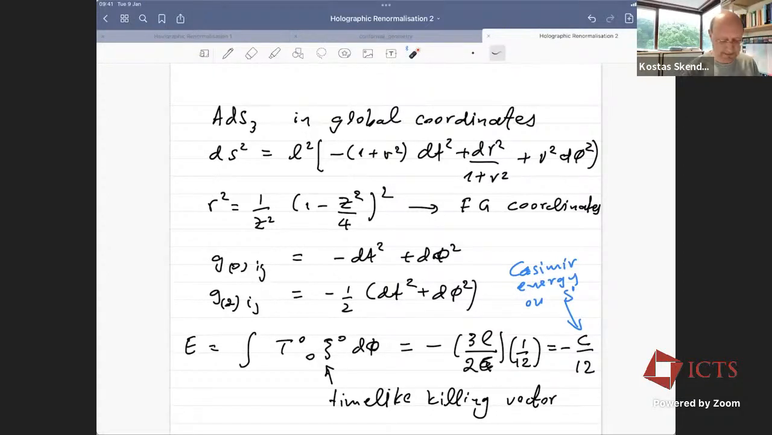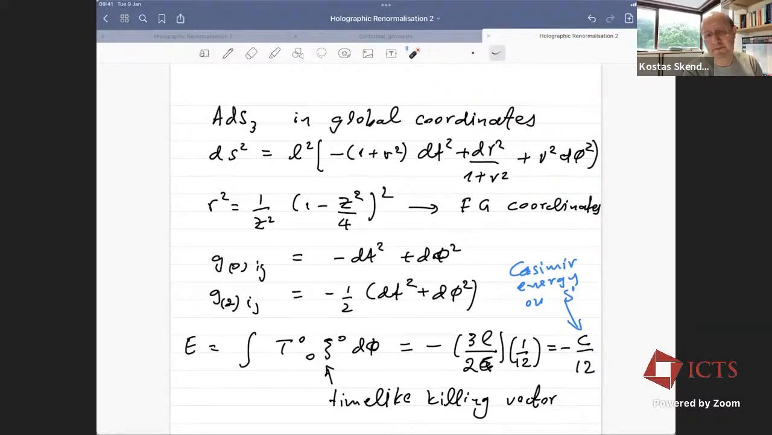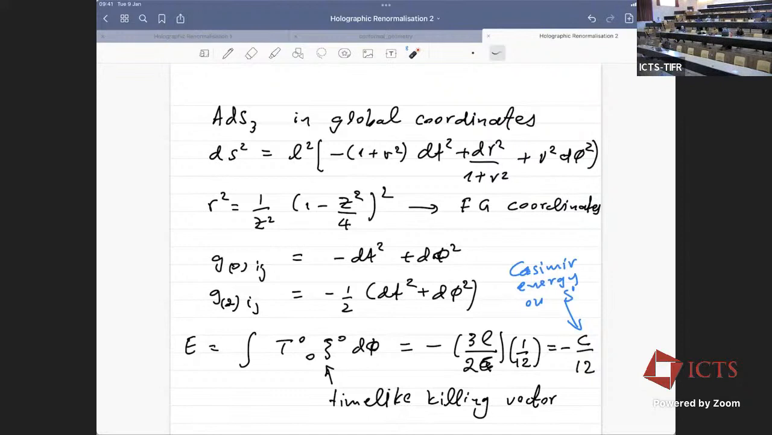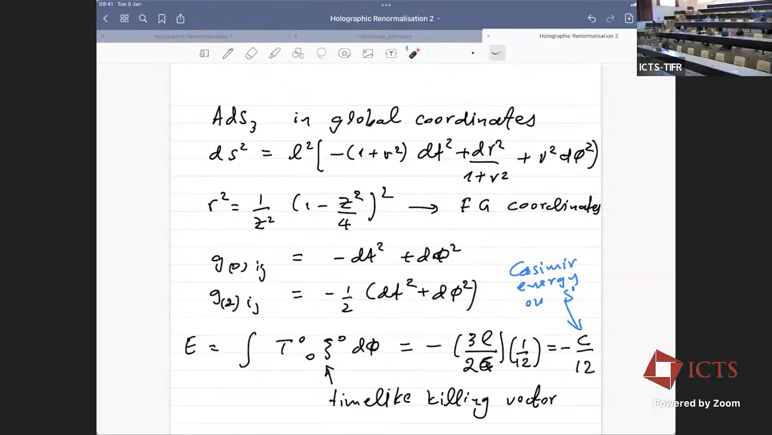Okay, any questions on this? Yes, I have one question. Mm-hmm. So here, what does the negative sign signify in front of the Casimir energy on S1? I think it is a negative sign because it's a Casimir energy. Casimir energies usually come with a negative sign. That depends on dimension, but yes, in 2 dimensions it's negative. Okay, any other question?